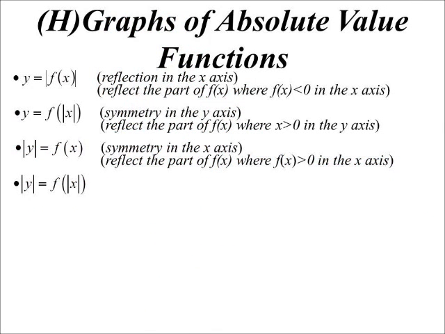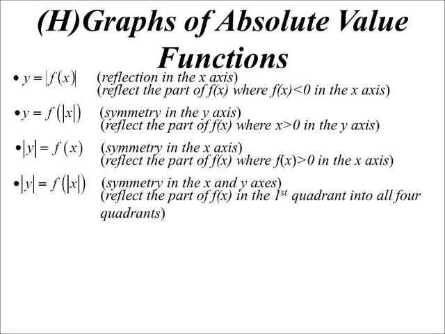All right, let's try this one. Absolute value of y is equal to the function absolute value of x. Symmetry in both of the axes. So, watch it carefully, we'll reflect the part that's in the first quadrant only, and it's going to go into all 4 quadrants. Because I can only substitute in positive numbers, so I can only use those x values, and my answers have to be positive, so I can only get the answers in the first quadrant. But it'll get reflected into all 4.